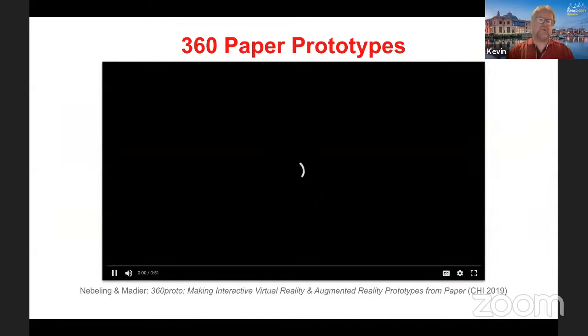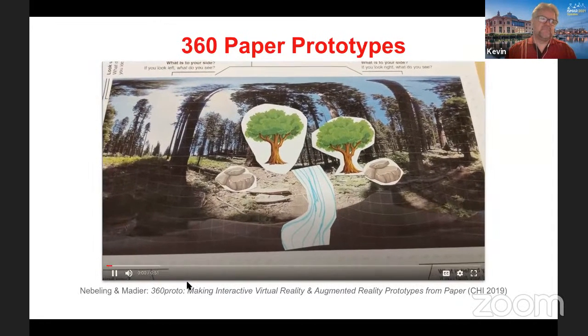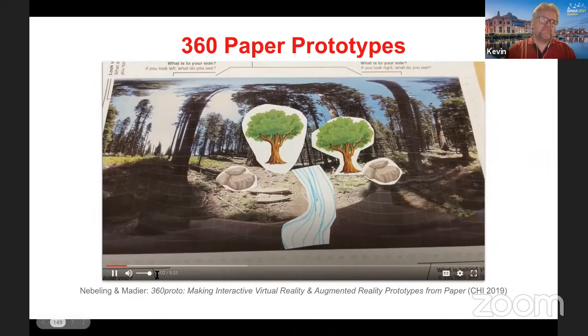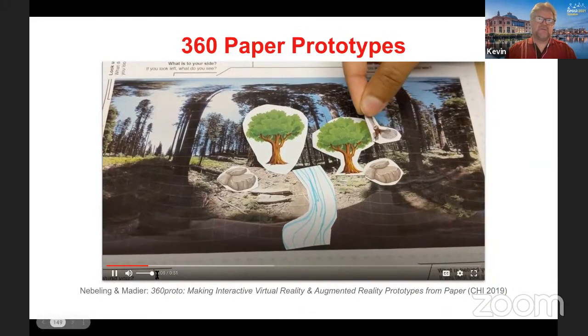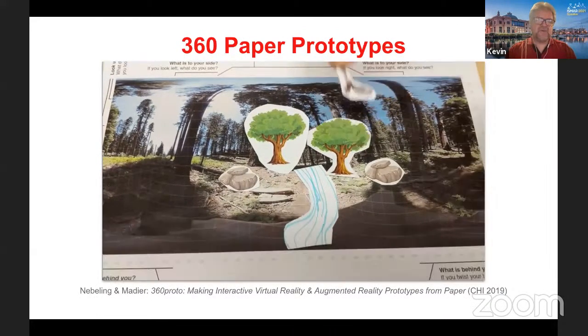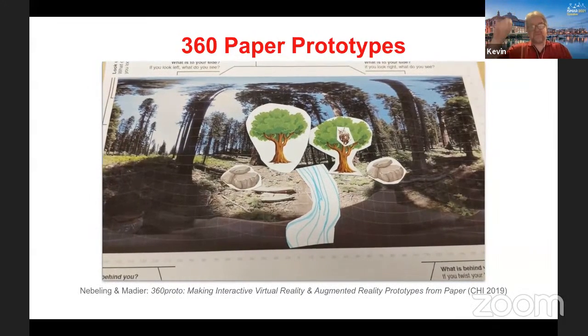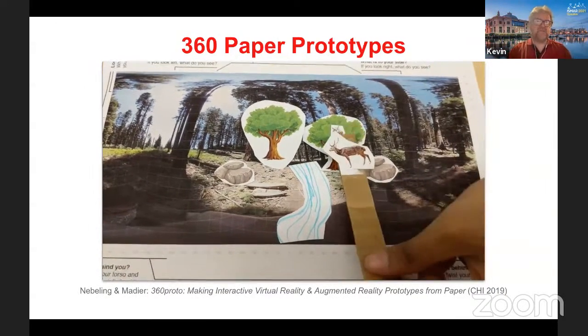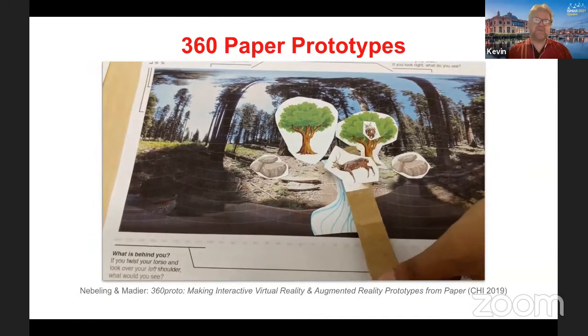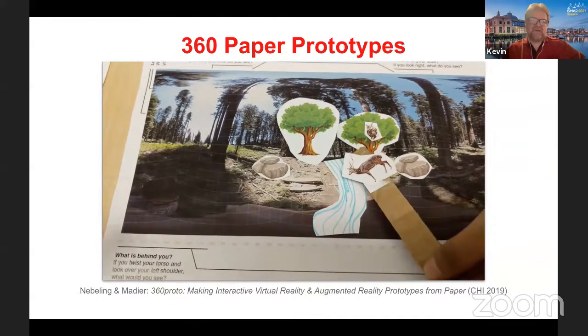So here's what the final thing looked like, and here's a video of it working. You'll hear the lady, she's basically reading a story, and they're adding storytelling elements to the 360 scene as she talks about them. She's now saying the deer is coming, so the deer appears as well.